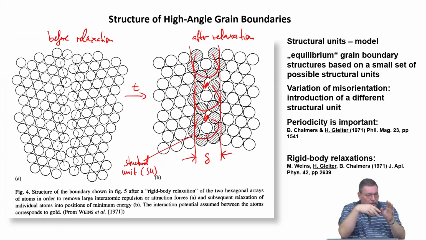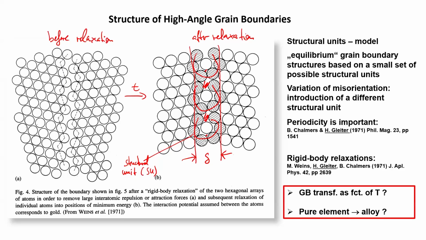And then if you go further, maybe a different one will come into play. And so this is the structural unit model, and the importance is the periodicity along the grain boundary plane. So there are given units, and the energy minimization is controlled by having them equally spaced with a certain periodicity along the grain boundary plane. And this is a very nice model to work with.